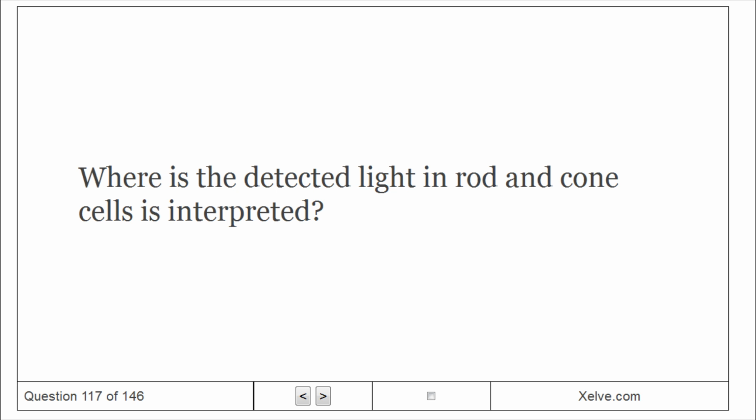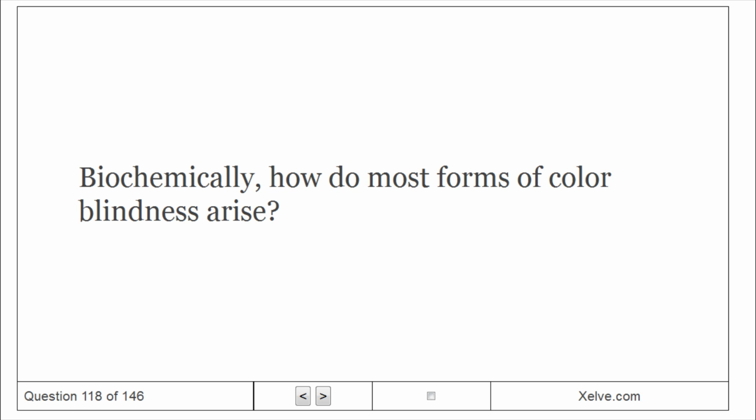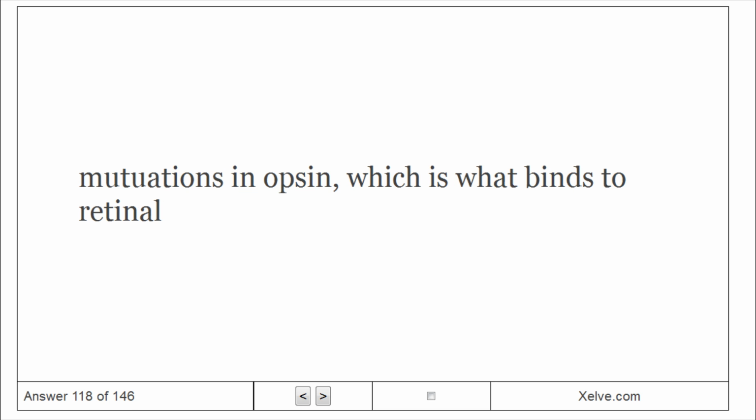Where is the detected light in rod and cone cells interpreted? In several layers of interconnected neurons, which convey information to ganglion neurons of the optic nerve. Biochemically, how do most forms of color blindness arise? Mutations in opsin, which is what binds to retinal.